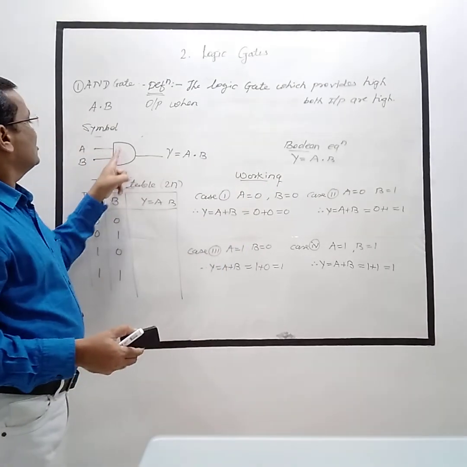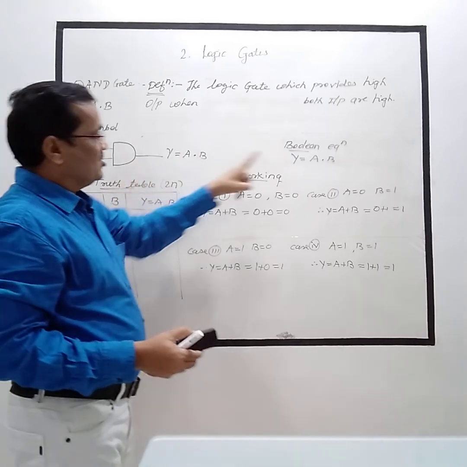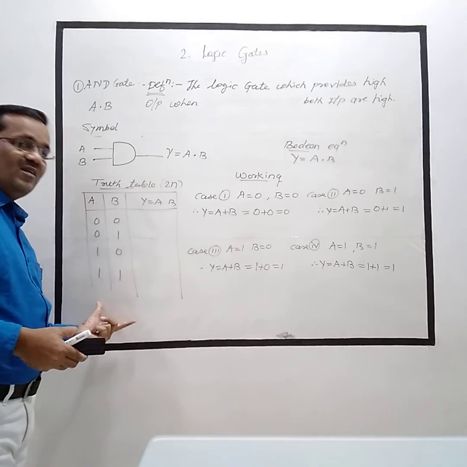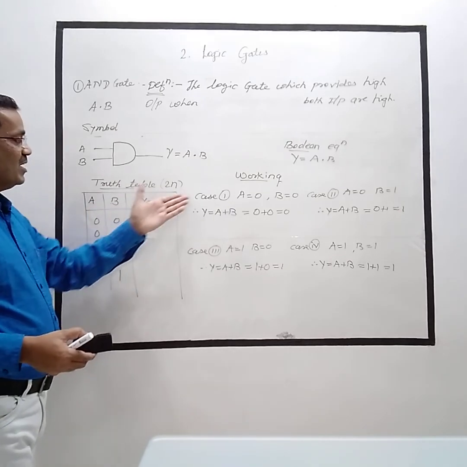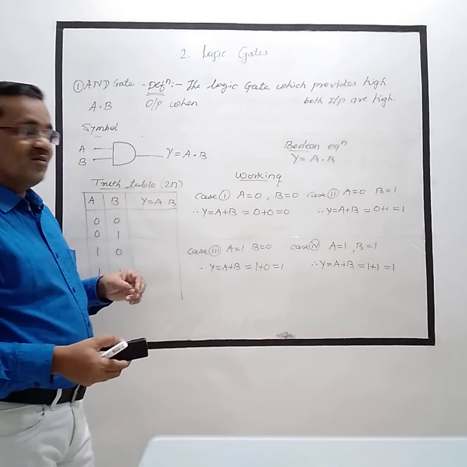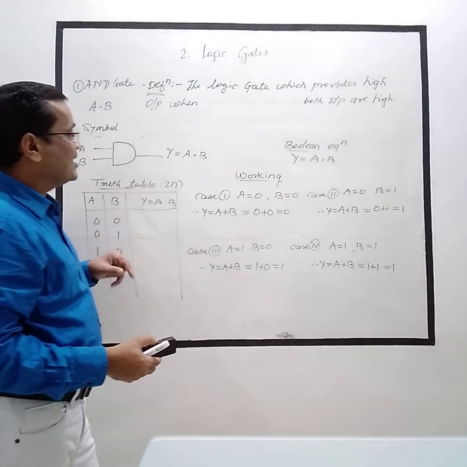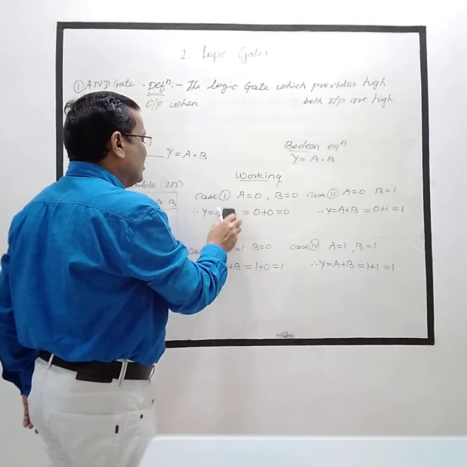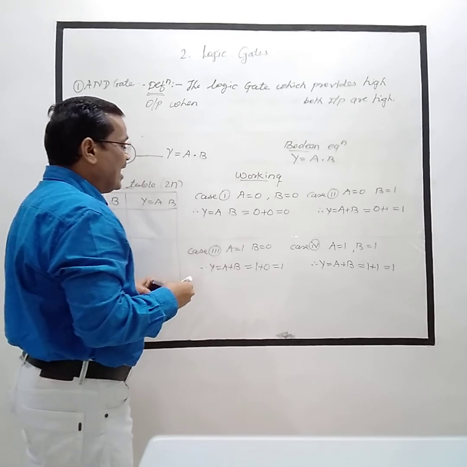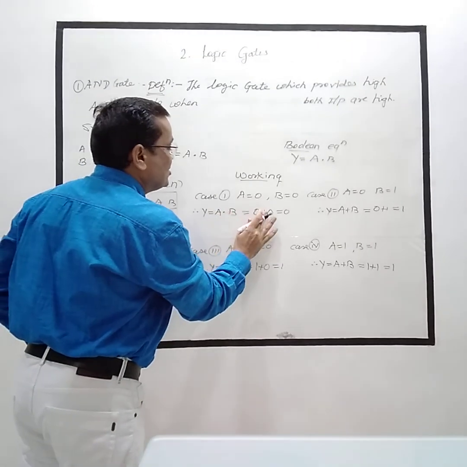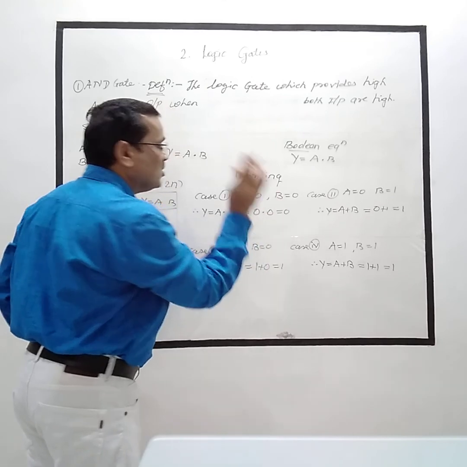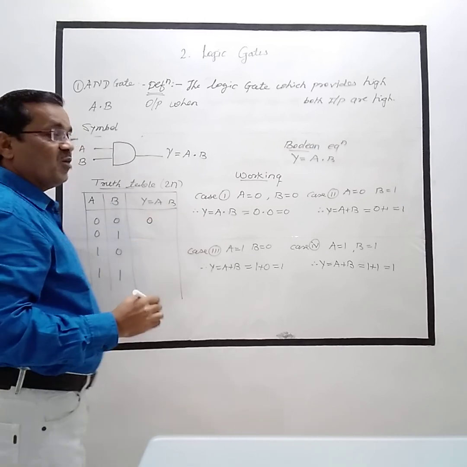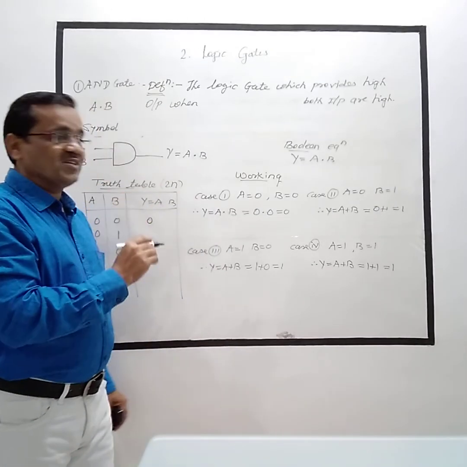See, this is the symbol for the AND gate. This is the Boolean equation for the AND gate. This is the truth table. It is incomplete. We are going to complete it by taking the working one case at a time. Here in this case, A is equal to 0, B is equal to 0. Then according to the Boolean equation, Y is equal to A dot B, 0 dot 0, which is equal to 0. So for A is equal to 0, B is equal to 0, the output of the AND gate is 0 for the first condition.